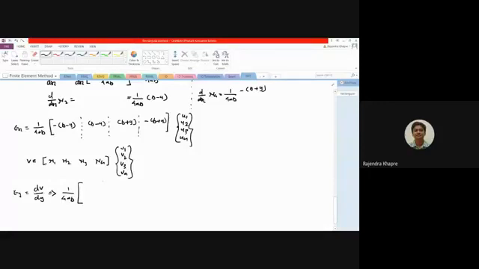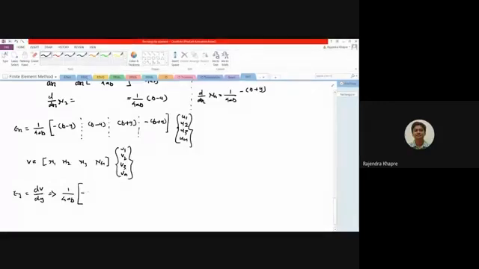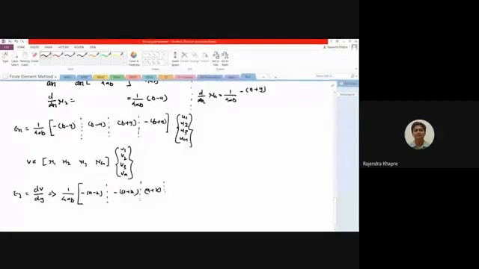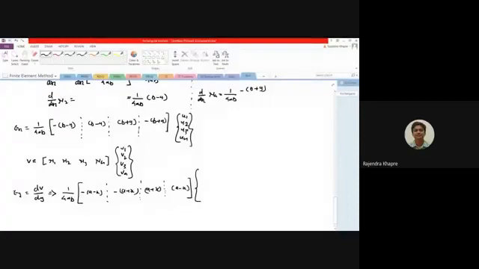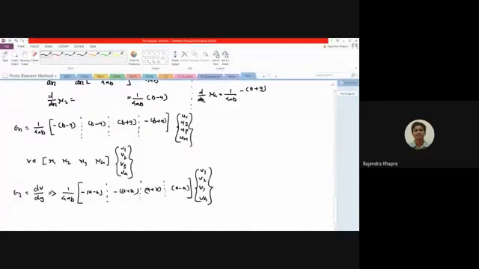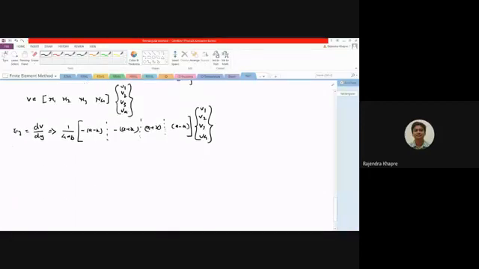So here you will have minus of a minus x. Then secondly, minus of a plus x. Then we have something like a plus x. And lastly we have something like a minus x, multiplied by v1, v2, v3 and v4. So like this you can have the variations.